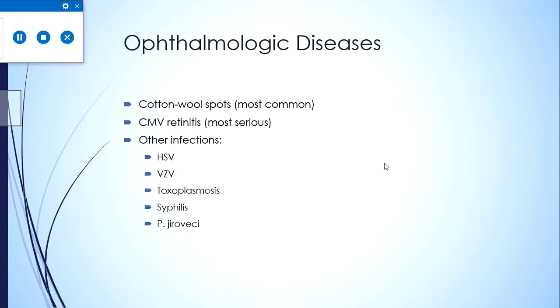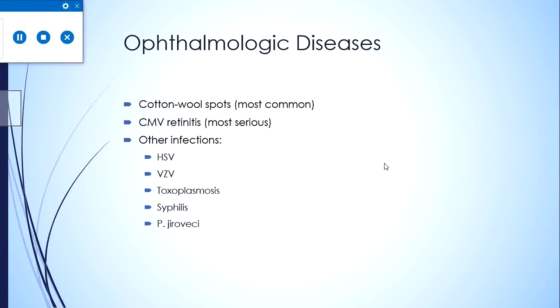Then certain ophthalmological diseases which are common in these patients. Most common are the cotton wool spots, which are whitish spots which represent regional ischemia due to vasculitis of the retina, which is the most common. But the most serious one is cytomegalovirus retinitis, which is an acutely sight-threatening condition.